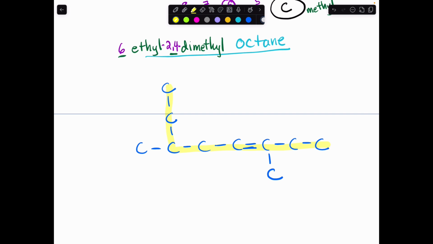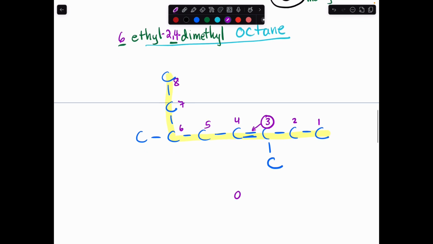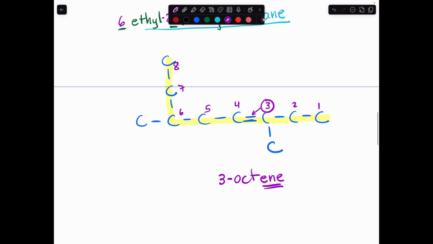Here it's a little easier to number because when there's a double bond, that takes precedence over the branches. So I number it so that the double bond is the shortest. So the double bond, if I number it starting at the top, 1, 2, 3, 4, 5, 1, 2, 3. So I'm going to number it backwards here so that the double bond is in the 3rd position. 4, 5, 6, 7, 8. This is also an octane, except it's not an octane, it's an octene. And the octene is in the 3 position. That's where the double bond is.